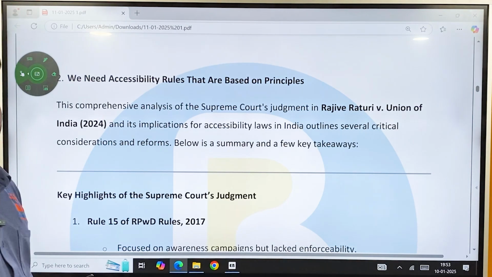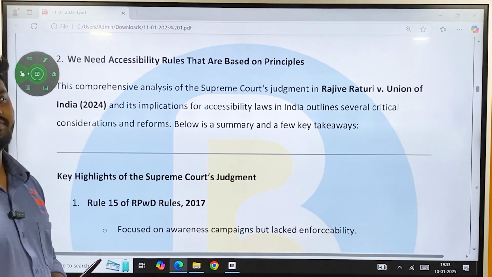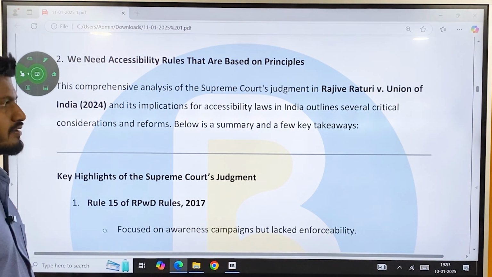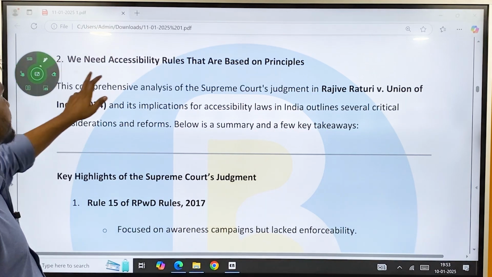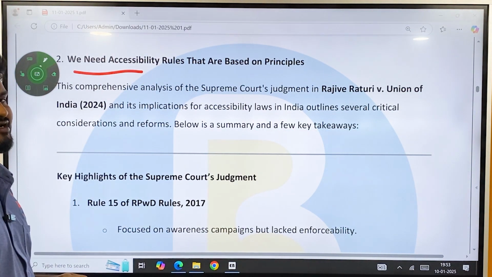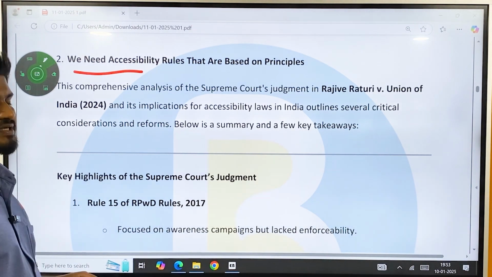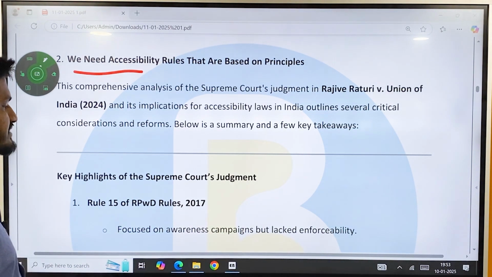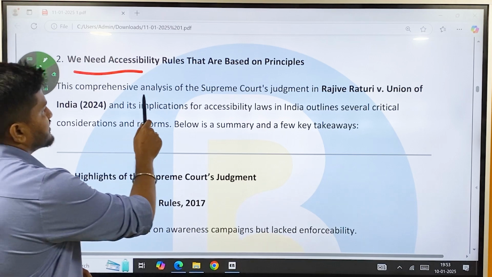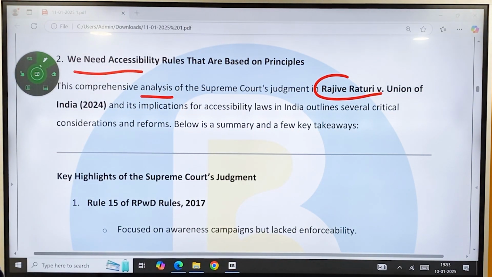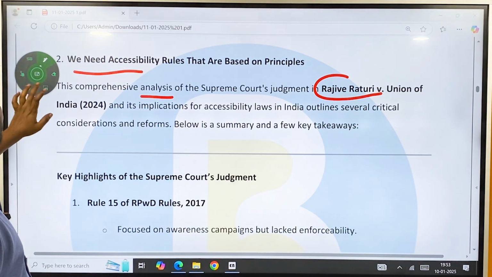Moving on to the second article, it is from the Indian Express, which talks about the Rights of Persons with Disabilities Rules of 2017. There was a Supreme Court judgment that deals with that. The article reads: we need accessibility rules that are based on the principles of the Rights of Persons with Disabilities Act of 2016. This comprehensive analysis of the Supreme Court judgment in Rajive Raturi versus Union of India, 2024, and its implications for accessibility laws in India outlines several critical considerations and reforms.